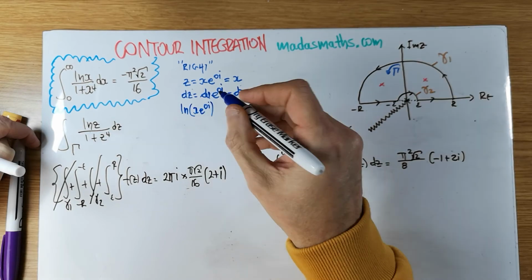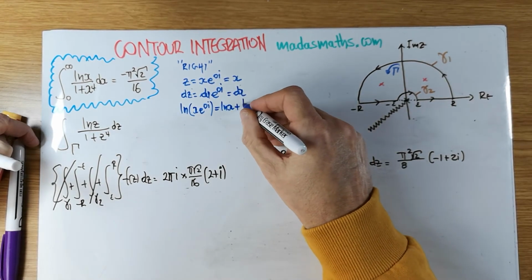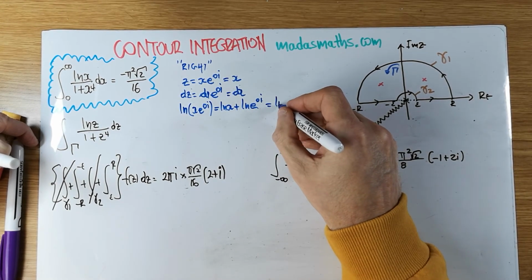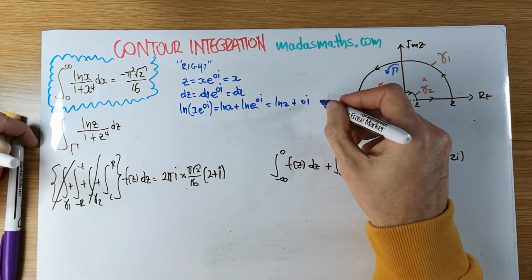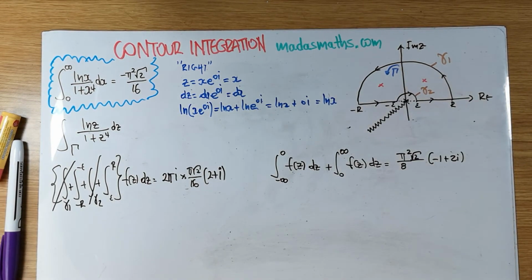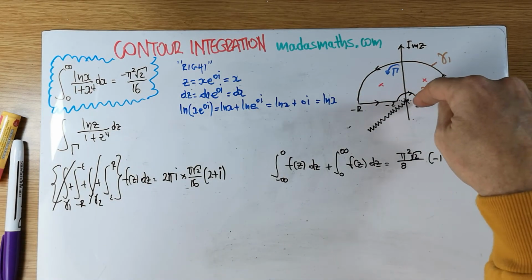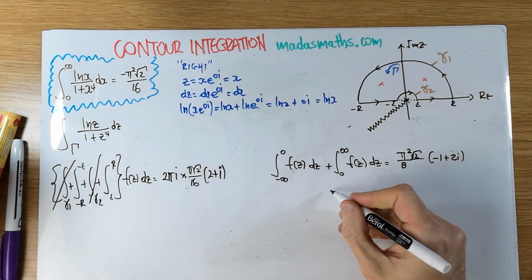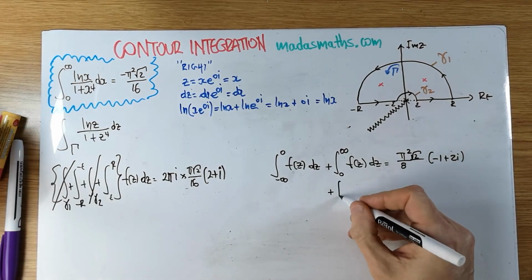We're going to write it in its full glory so we are happy with what we're doing. That's the log of x plus the log of e to the 0i, which is the log of x plus 0i, which of course is the log of x. So what this means is, on this particular integral, when we parameterize it back into x, this is exactly the same, but just swapping from z into x.